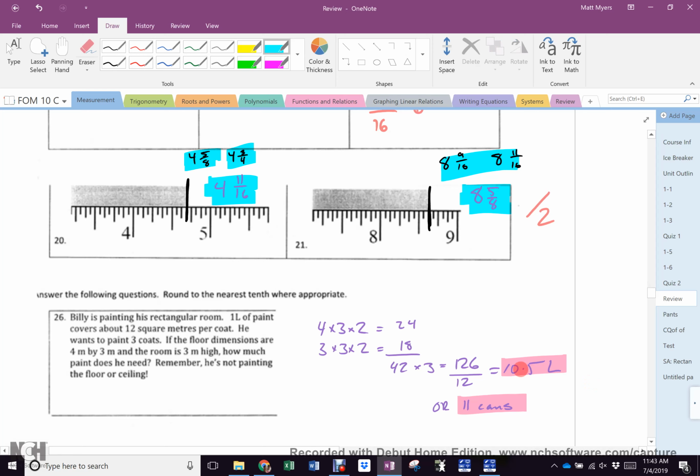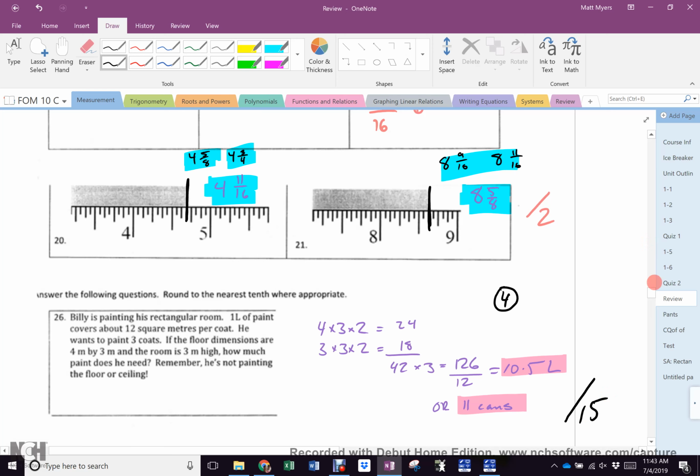I will accept 10.5 liters, or if you insist, or if you assume that the paint comes in 1 liter cans, he has to buy an 11th can. That is worth 4, because you had to do a whole bunch of work to get there. Any questions about it? Making that page out of 15. 9 and 6 is 15. Everyone is good? Once, twice, thrice.